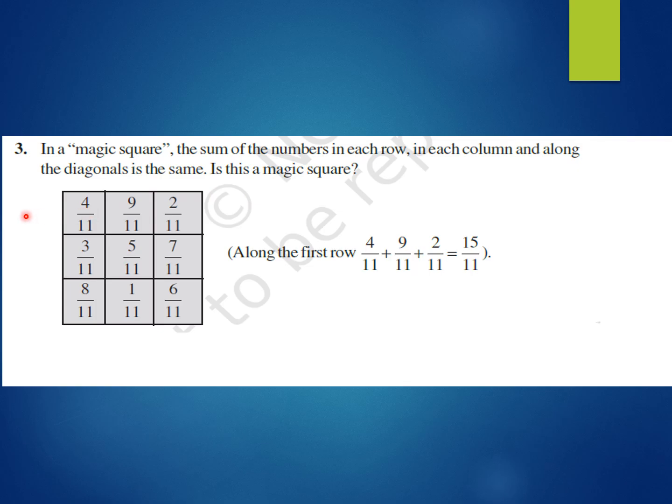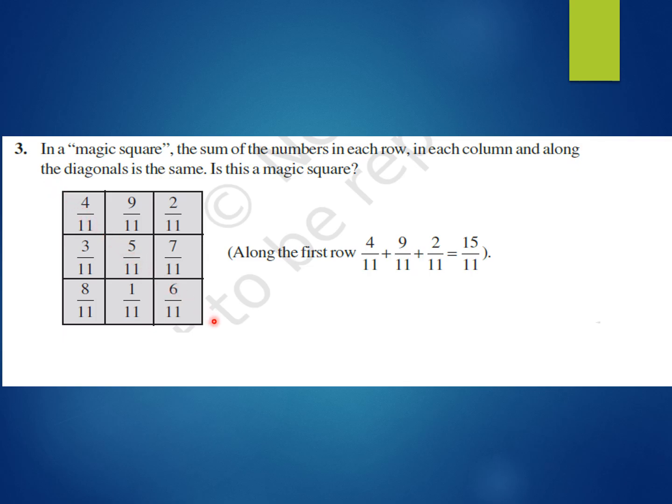So you can see this is row 1. These horizontal ones are known as rows. So we have row 1, row 2 and row 3. Similarly, the vertical ones are known as columns. This is column 1, column 2, column 3. Okay, and these are diagonals.